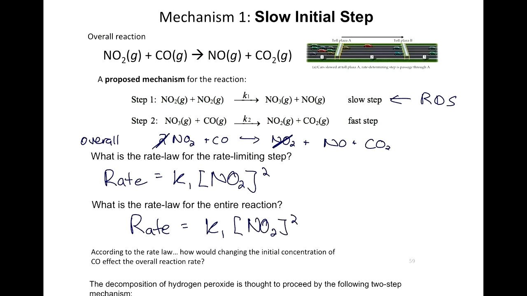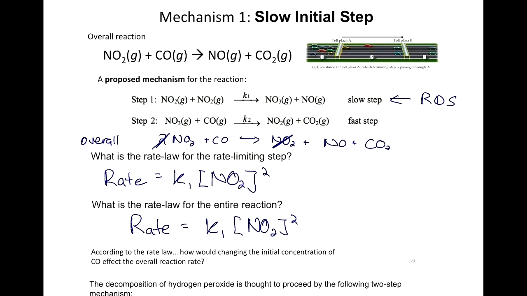So what is the order of this reaction? 2. So if you were given experimental data and you changed the concentration of CO, would it change the rate of the overall reaction? No, it wouldn't. But if I doubled the concentration of NO2 as a reactant, how would the initial rate of that reaction change? Times 4. Yes. So that's how we would relate it back to previous data.